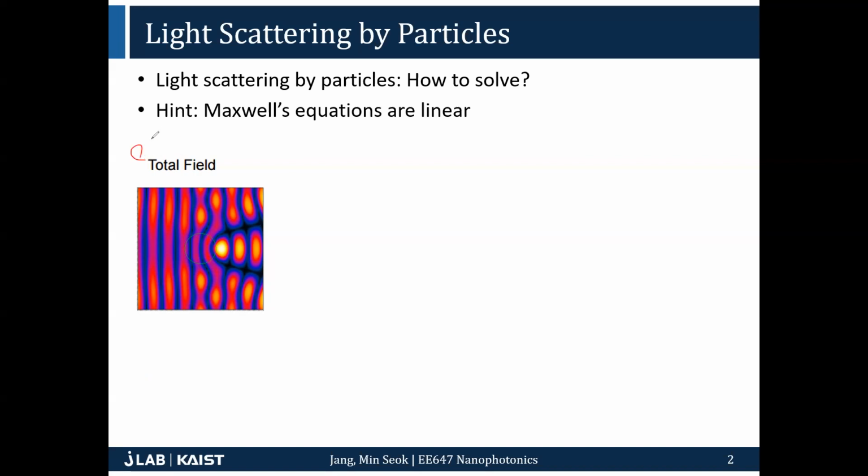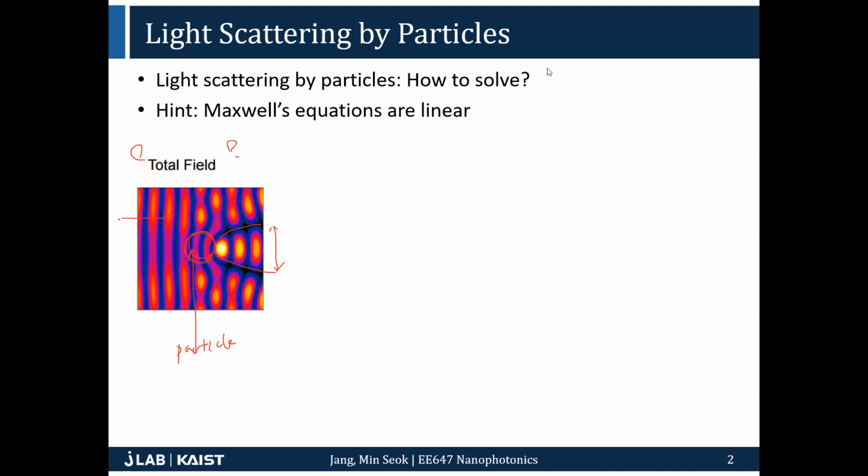So yeah, this is the situation. We have a small particle here, and a wave is coming in from the left side to the right side. You can see that due to this particle, the wave front is perturbed. There is some sort of perturbation that propagates as the wave propagates in the right direction. And the question is how to solve this situation.